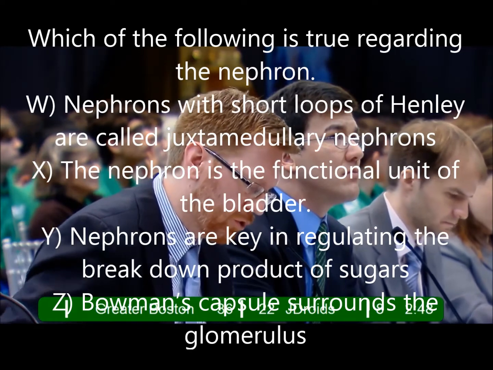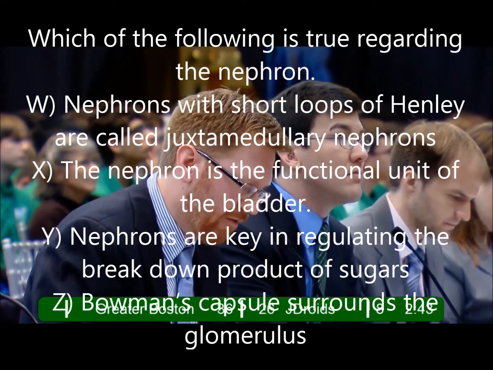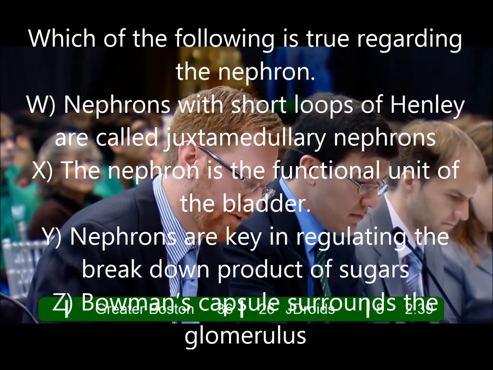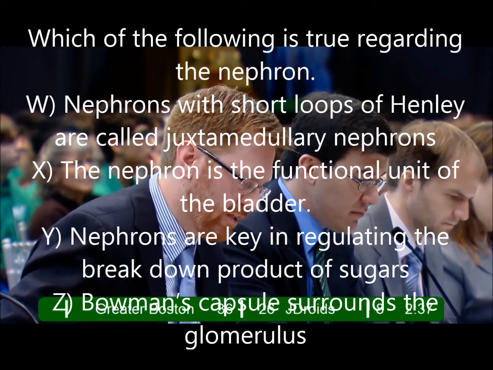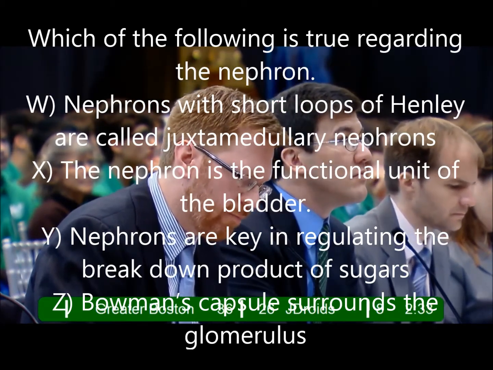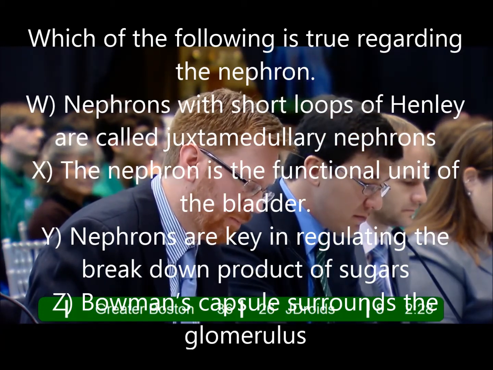Life science multiple choice. Which of the following is true regarding the nephron? W, nephrons with short loops of Henle are called juxtamedullary nephrons. X, the nephron is the functional unit of the bladder. Y, nephrons are key in regulating the breakdown products of sugars. Z, Bowman's capsule surrounds the glomerulus.